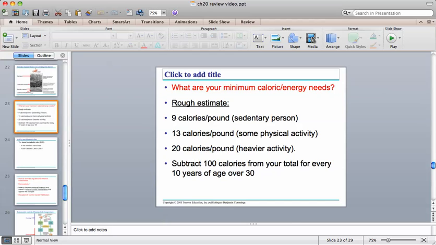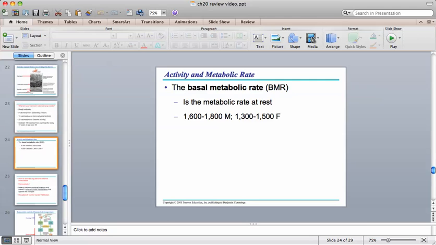But rough estimates here as far as your level of activity, and then being able to calculate your daily calorie requirements. And you have to kind of subtract calories away as you age, and take the calculation from there. There are some examples in your study guide for you to practice with those.